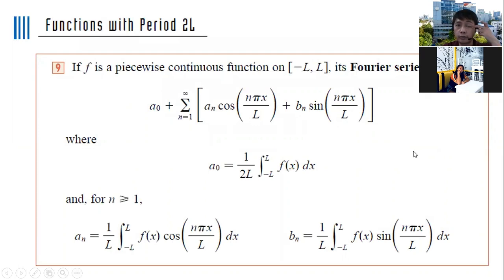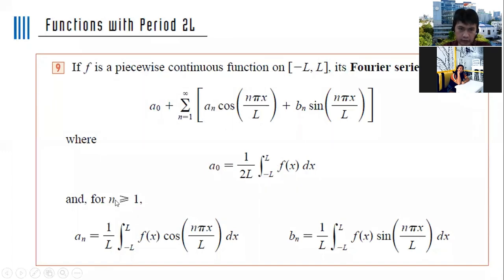Now, if we're given a function with a period of 2L, okay, because last time we could determine the Fourier series of the given function if the period is from negative pi to pi. No? So this time, the period is defined as 2L, where of course L here can be any real number. So if f is a piecewise continuous function on this interval from negative L to L, its Fourier series is equivalent to this expression where a sub naught is equivalent to 1 over 2L times the integral of f of x dx from negative L to L.